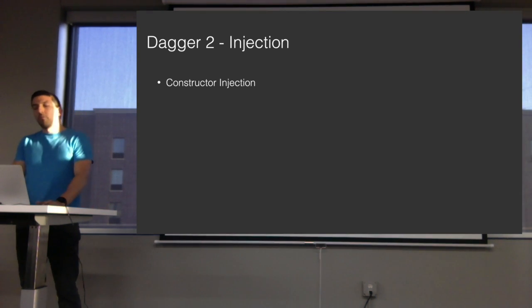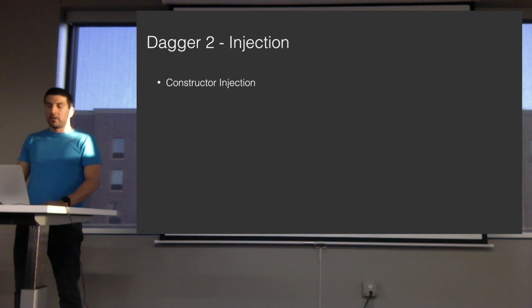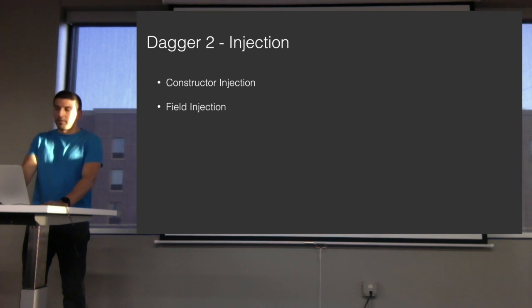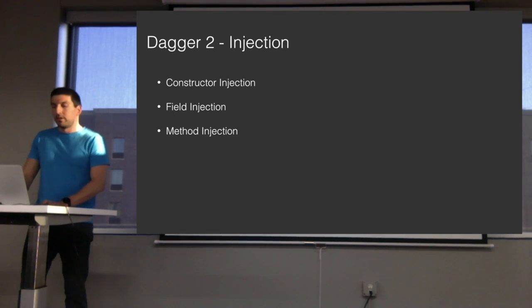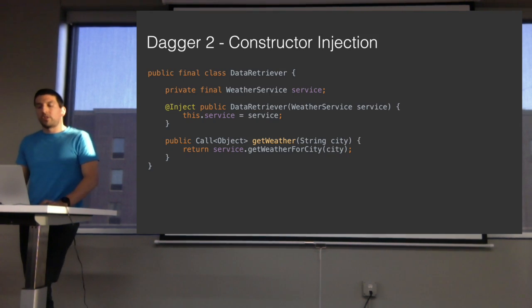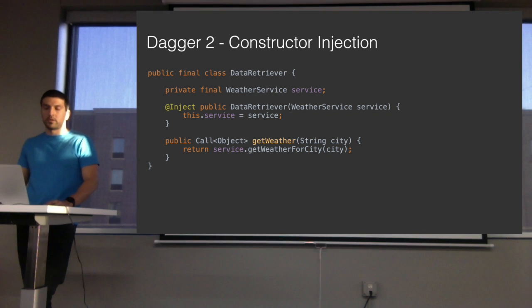So there are three ways to inject dependencies with Dagger 2. There's constructor injection, field injection, and method injection. Constructor injection is something you would probably use most of the time when these are classes that you create. You have control over their constructors. And in this case, you do not have to manually call inject in the class.